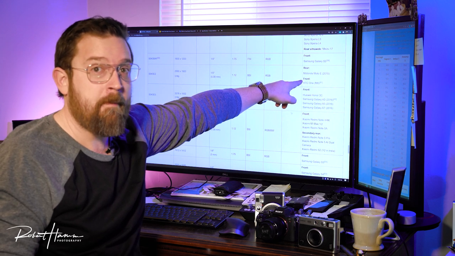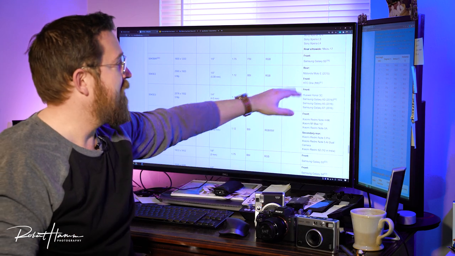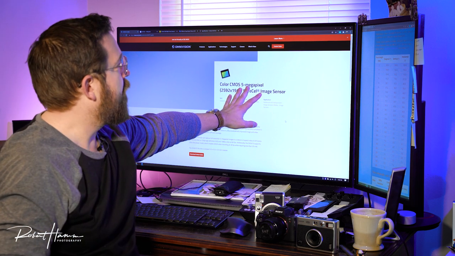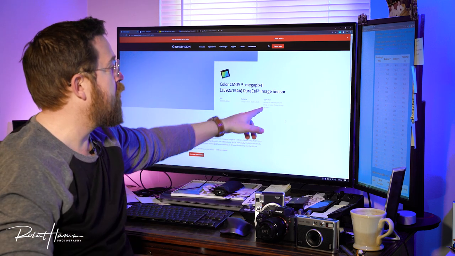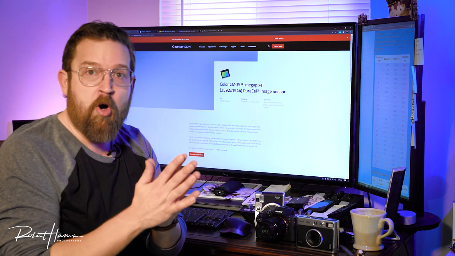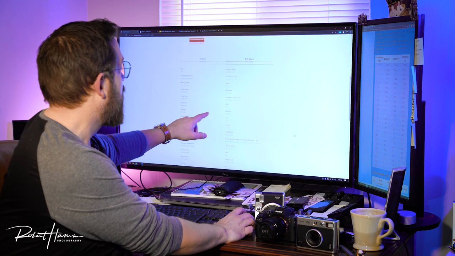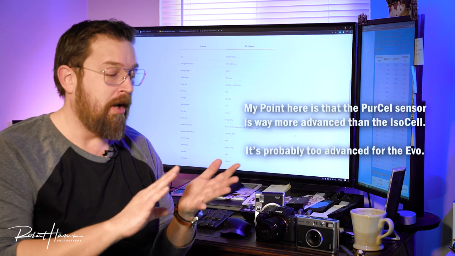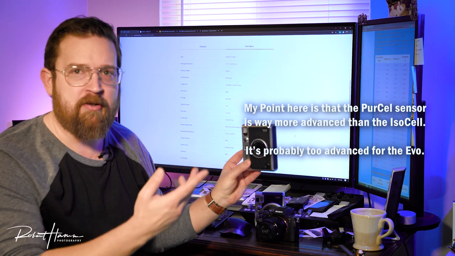Think about that. When we think about the images that come off this camera, specifically the dynamic range, that kind of makes sense. The reason that I say that makes sense is because OmniVision is saying that this PureCel image sensor is great for imaging in notebooks and mobile phones, specifically for front-facing cameras. And it's got a lot of specifications for quad HD video and things like that. Specifications that this camera does not need.